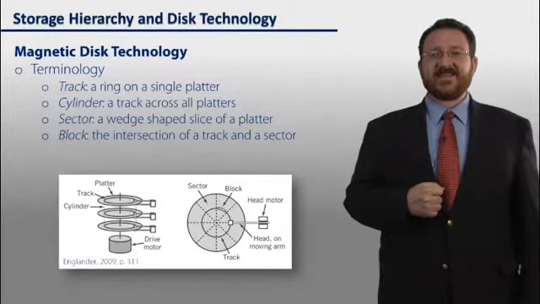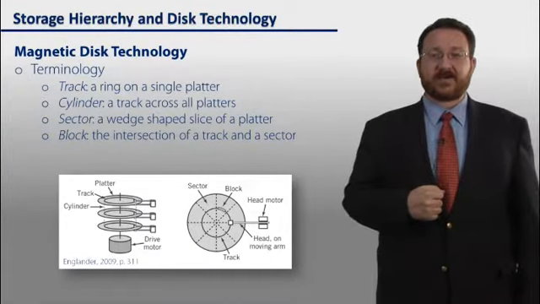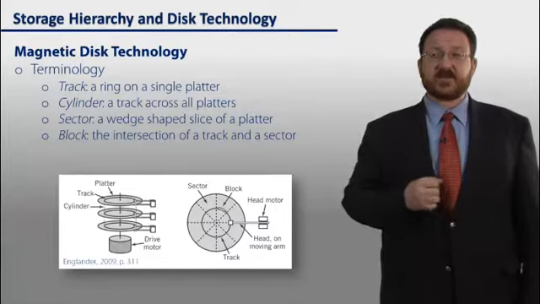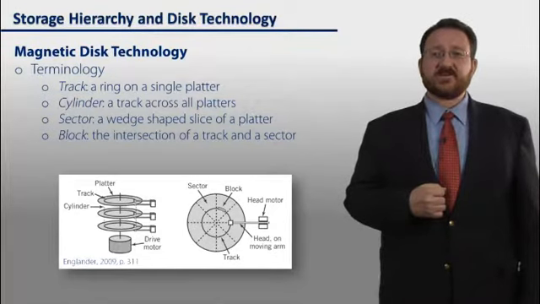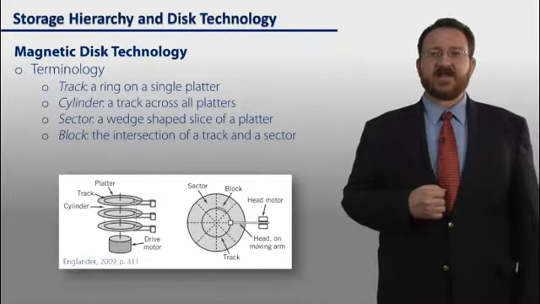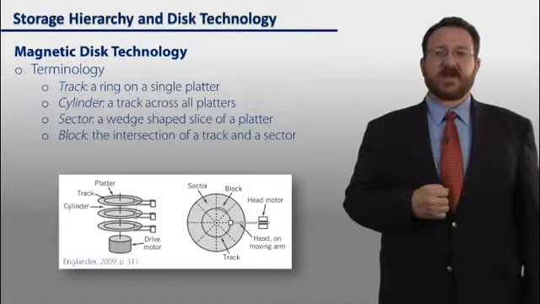A track is a single ring on a platter. A cylinder then is a set of tracks across all platters because these disks can be stacked on top of one another, 2 or even 3 high. A sector is a wedge-shaped slice of a platter, and then a block is at the intersection of a single track and a sector.